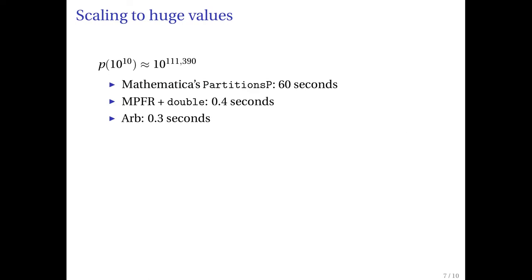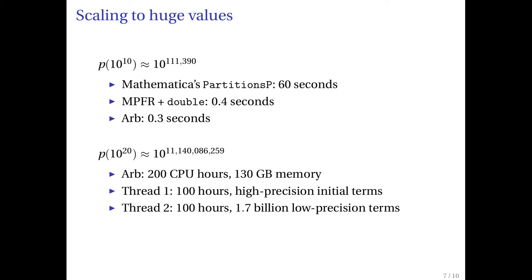Now, an important point is that ARB scales to very high precision. For example, ARB takes 0.3 seconds to compute the number of partitions of 10 to the 10, which has 100,000 digits. This is a bit faster than an implementation of the same algorithm using MPFR for high precision terms and hardware doubles for low precision terms. It is 200 times faster than Mathematica. ARB was used to compute the number of partitions of 10 to the 20, which has 11 billion digits. This took 200 CPU hours, about half of which were spent computing just a few terms to extremely high precision, and half was spent computing more than a billion terms to low precision.